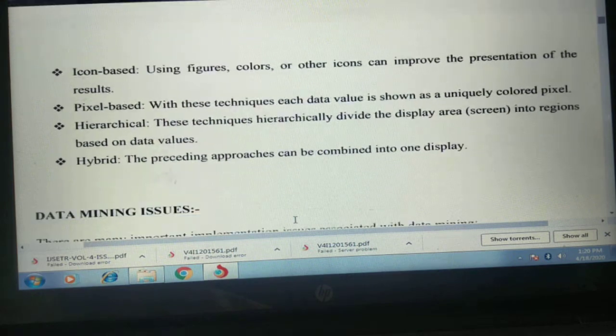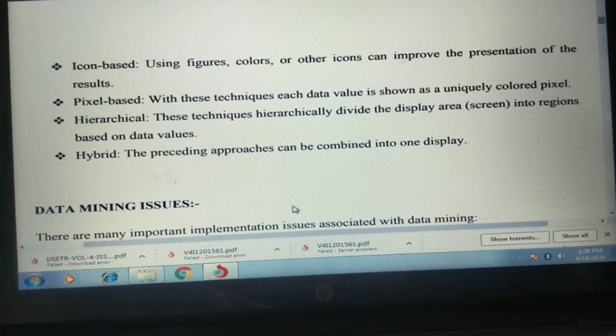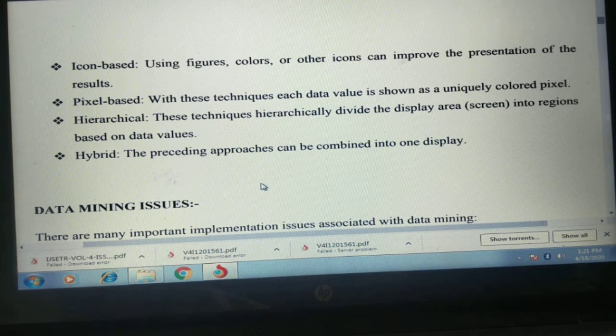Third technique is icon based. Using figures, colors or other icons can improve the presentation of the results. Suppose in a map, sometimes the temples, the rivers, the roads are presented by images or figures. That would be very easy for any user to understand that there is a temple, there is a river or something like that. The next is the pixel based technique. In this technique, each data value is shown as a uniquely colored pixel, meaning every pixel is colored.